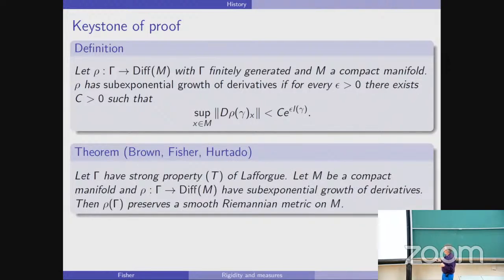Why do we care about this? I'll tell you the second half of the proof first. That tells you why we care about this sub-exponential growth of derivatives. We're going to let gamma have some property, which is called strong property T of Lafforgue. The gammas we're going to care about will have that property. That'll be the next thing on the slide. We're going to let M be a compact manifold and assume we have an action that has this sub-exponential growth of derivatives. And then what we get out of that, by an argument that's at least shorter than the other arguments in the paper, is that gamma preserves a smooth Riemannian metric on M.